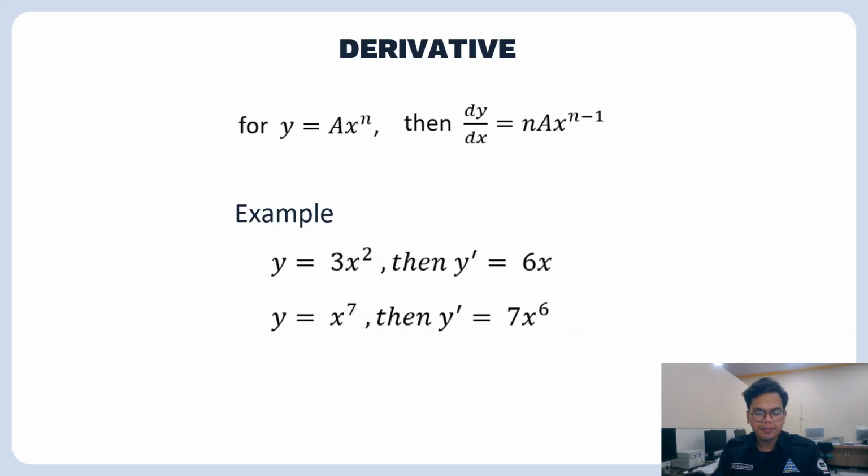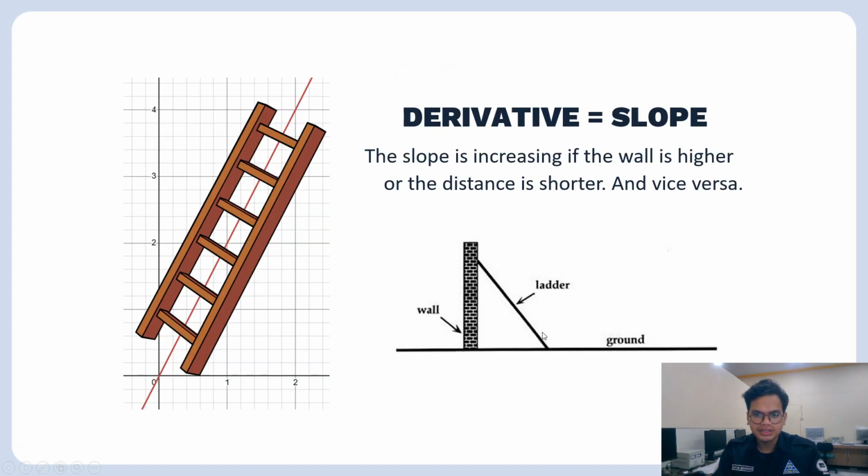The way I like to approach it, think of derivative as a slope. Let's imagine a ladder at rest on a 4-meter wall. The distance between each bottom is 2 meters apart. The slope is equal to the ratio between the height and the distance from its starting point, which in our case is 2. The slope of this graph is increasing if the wall is higher or the distance is shorter, and vice versa. That's how we define a slope.